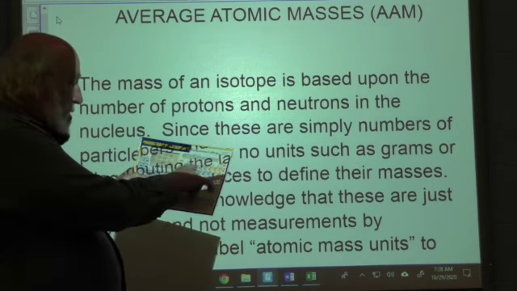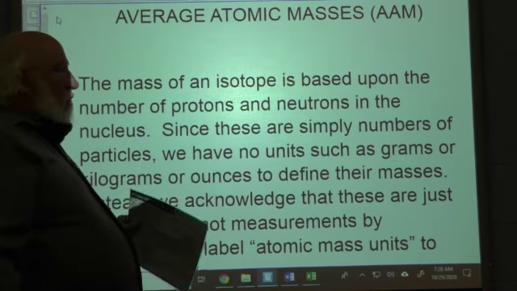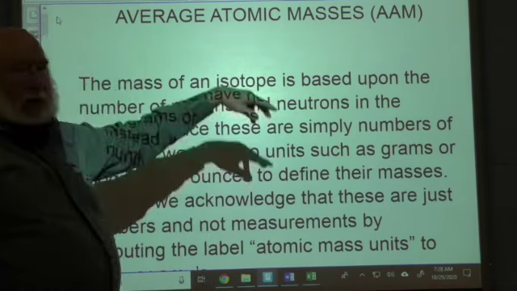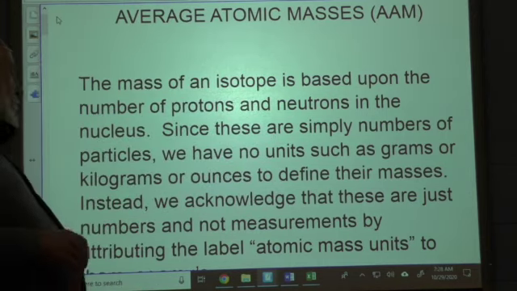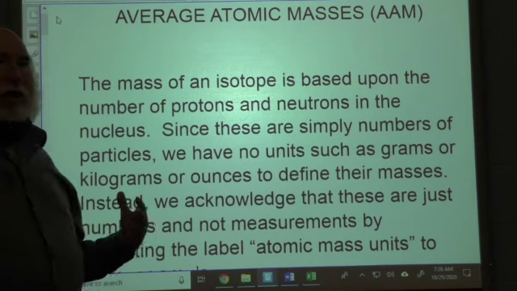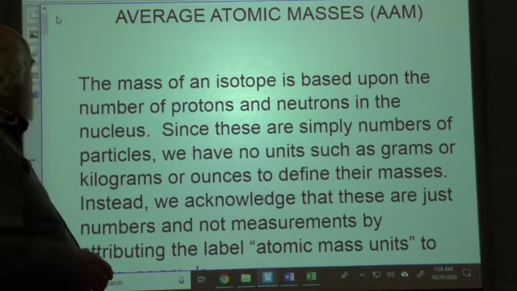There's a bunch of numbers here in decimal form. What these are is what we call the average atomic masses. Now, there's a lot of elements that have multiple isotopes.